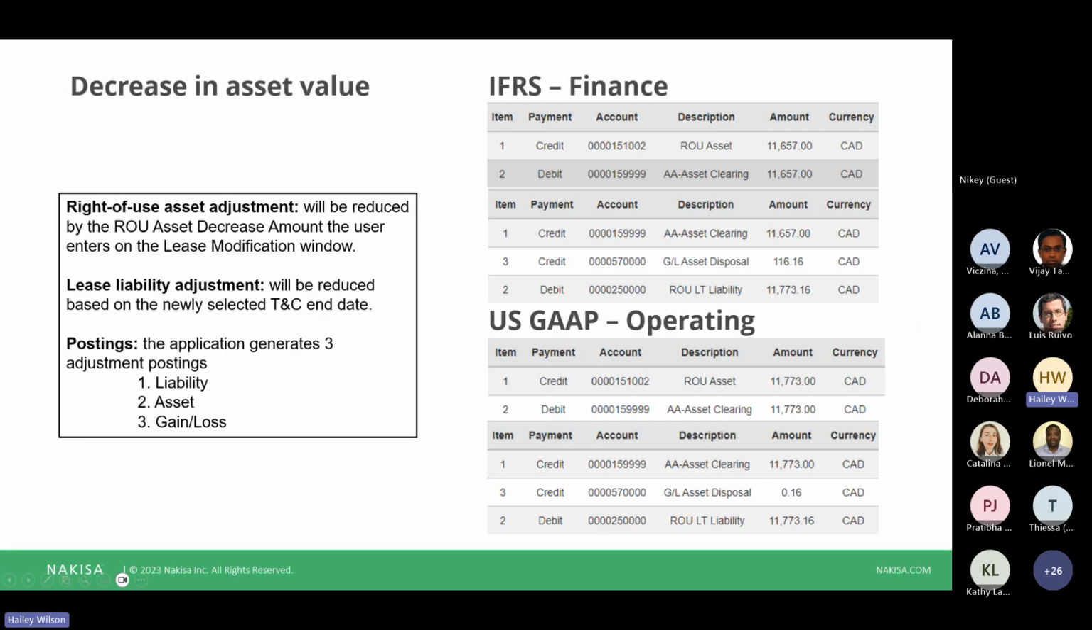Once everything is approved and your draft has been merged, your contract will return to an active state, and then you can see the modification entries that have been posted. Your application is going to generate 3 adjustment postings, one for liability, one for asset, and one for gain and loss. So as we can see here for both standards, the application is posting the same adjustment postings, but we have different numbers because under US GAAP, we have an operating lease, and under IFRS, we have a finance lease.